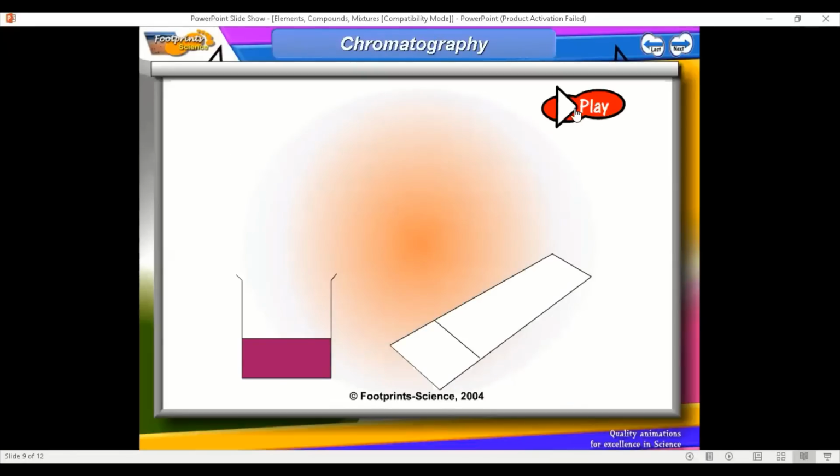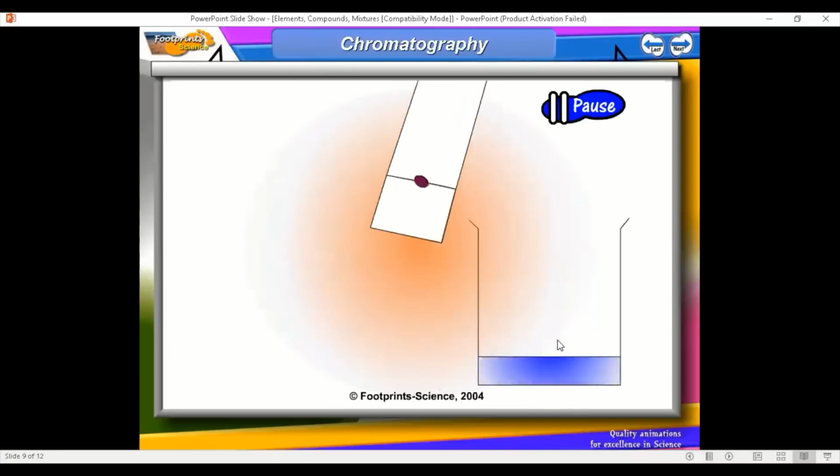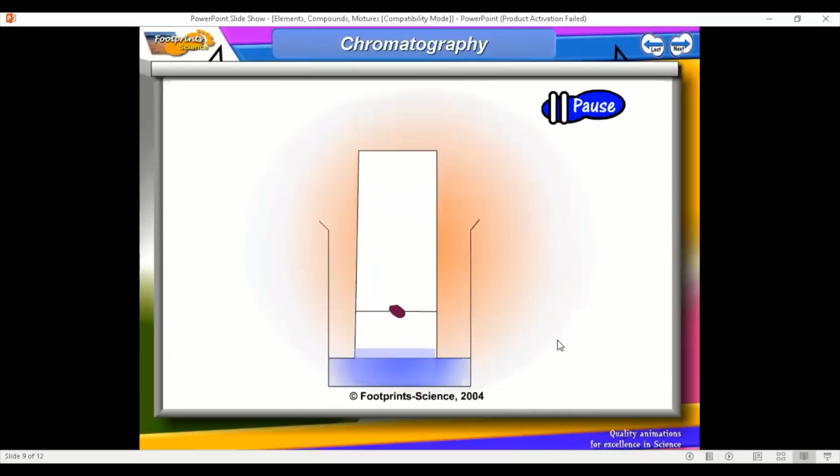This is used to separate liquids again. Watch. Could be food colours. Put it on the pencil line. You use pencil, otherwise the ink will go up the chromatography paper. There we are. Put it into the water, and then it goes up and separates the mixture of colours, because different colours travel at different speeds up the paper. So what you can see here, there you are.